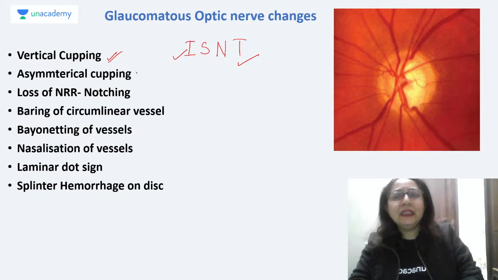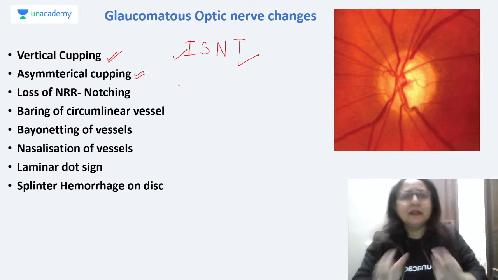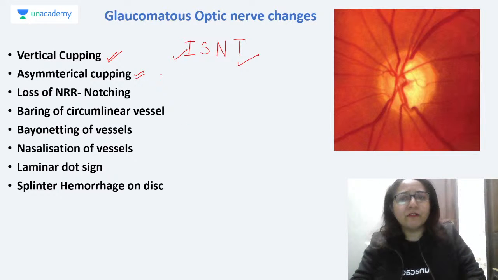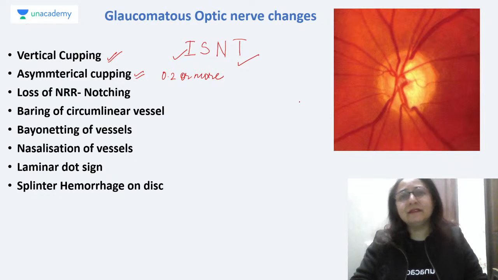Okay, then asymmetrical cupping, when the cup between the two eyes has a difference of at least 0.2 or more, that is known as asymmetrical cupping. That is again highly suggestive of glaucomatous optic nerve damage.